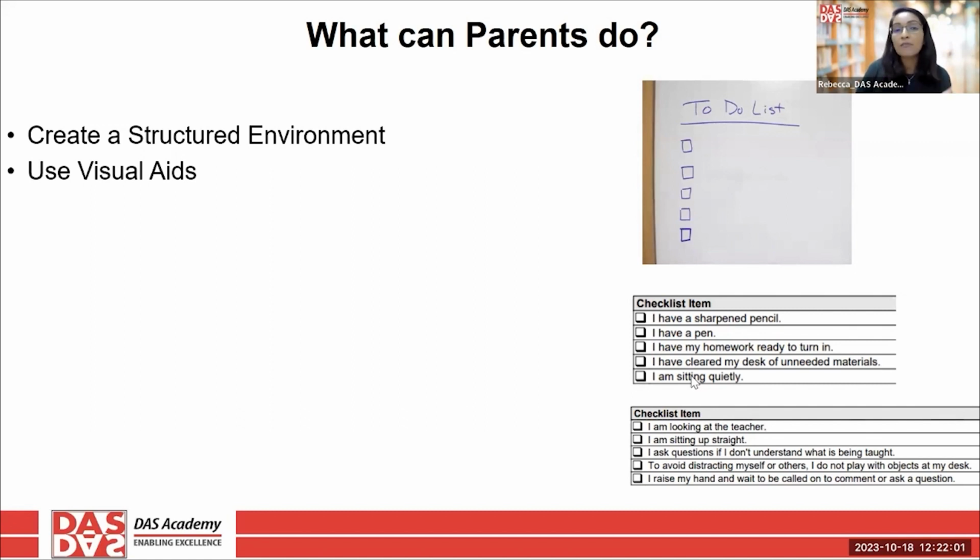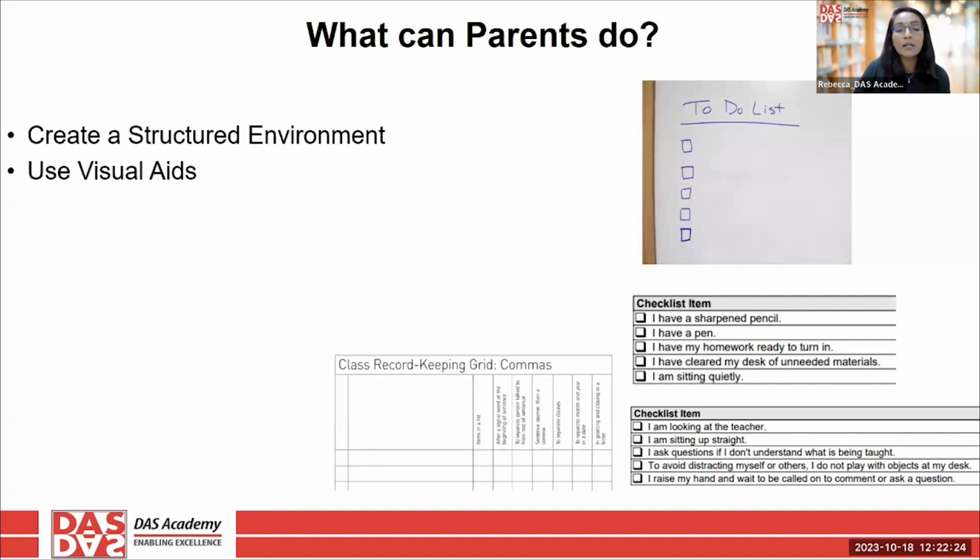All right. You could also have a checklist item, like, for example, I have a sharpened pencil, I have a pen. So if, let's say, you are helping your child to pack their bag for the next day, you could provide this checklist so that they can actually do a self-monitor and prepare the items for the next day, right? So that they do not leave out or miss out anything for the next day's school. So these are just some examples, all right?